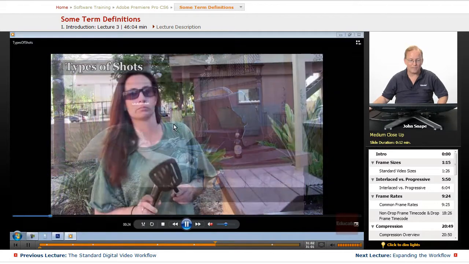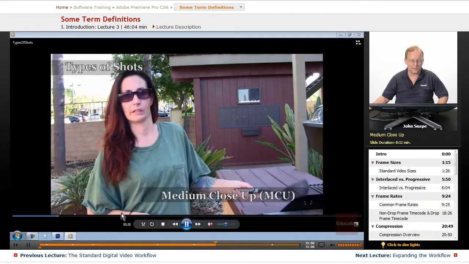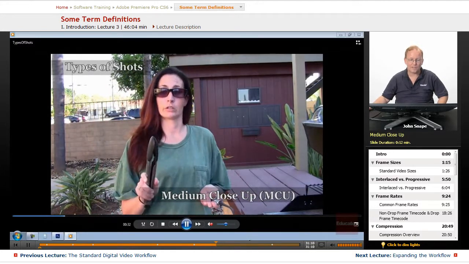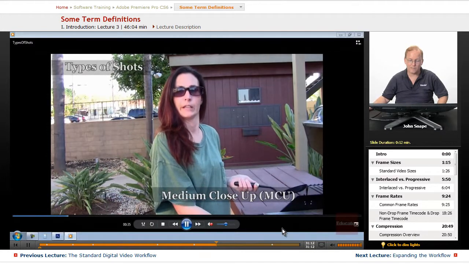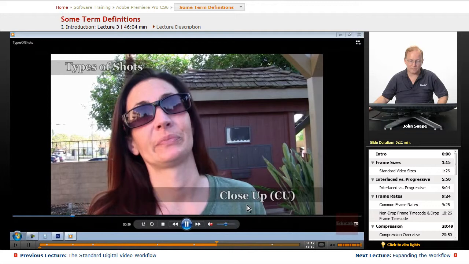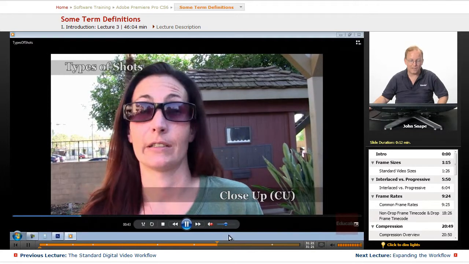And then we have our medium close-up, which is a little bit closer. You notice that it's about the waist up. And then the next one will be the close-up, which is usually you see part of the shoulders and then the full head.